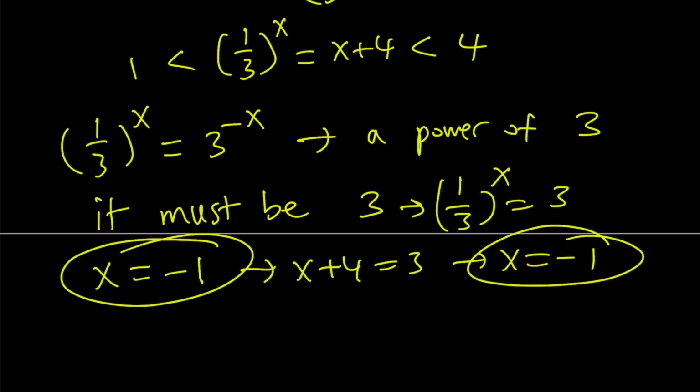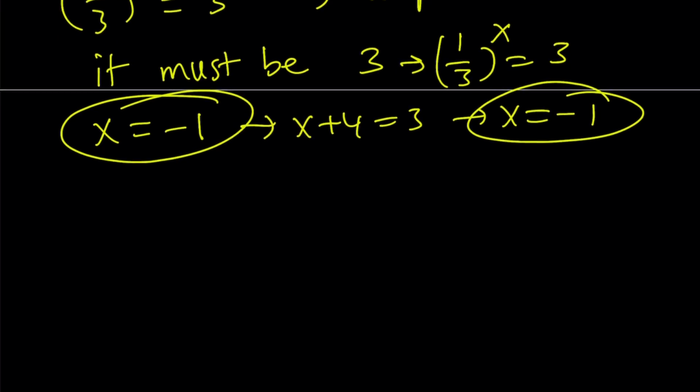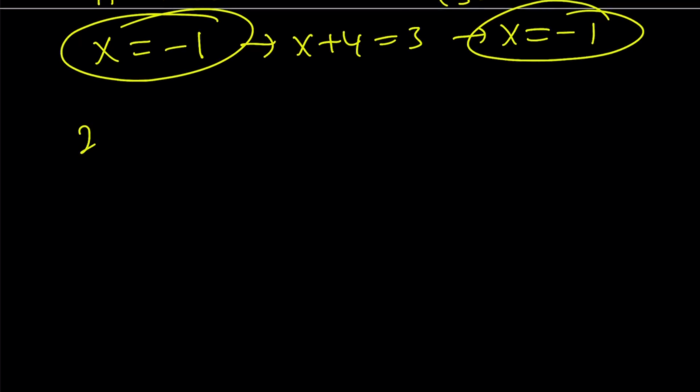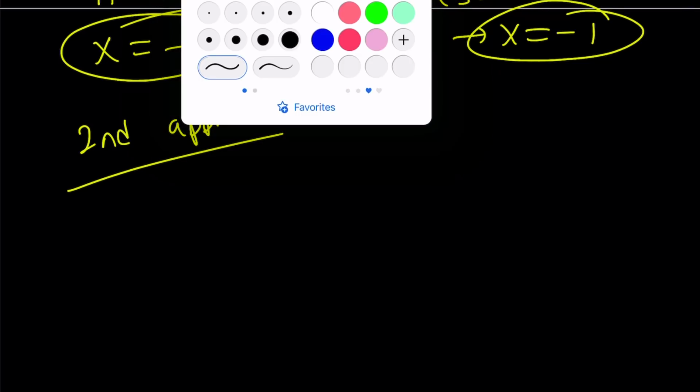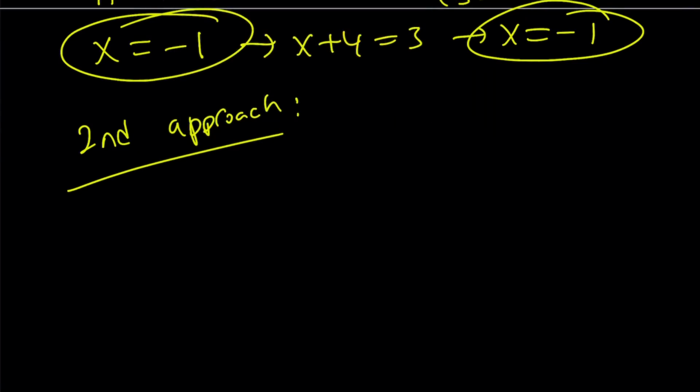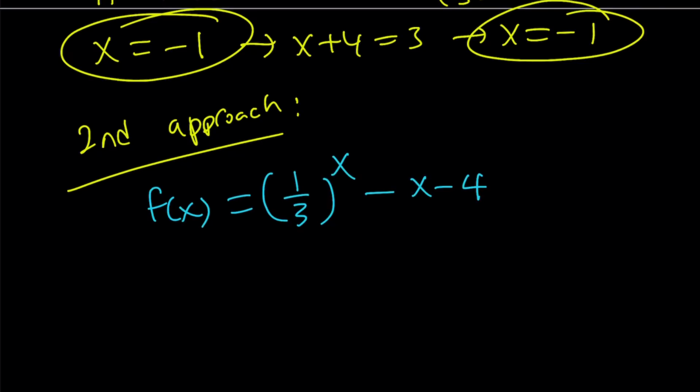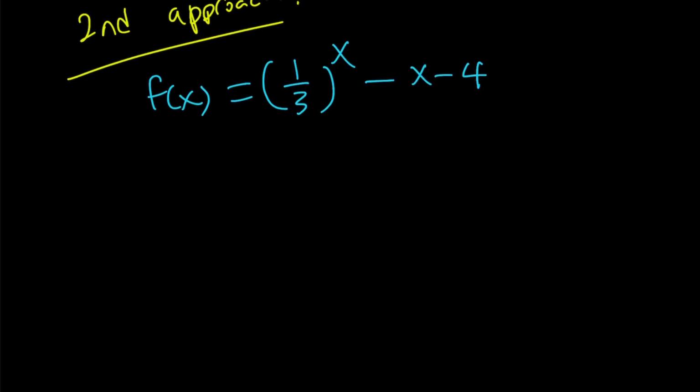All right, awesome. Now, let's go ahead and look at the second approach. The second approach is basically looking at this equation from a different perspective. And this is what it is. So I'm going to put everything on the same side and turn it into a single function. Now, since I'm solving for my original equation, I want to find the values for which f of x is equal to 0, right? Okay.